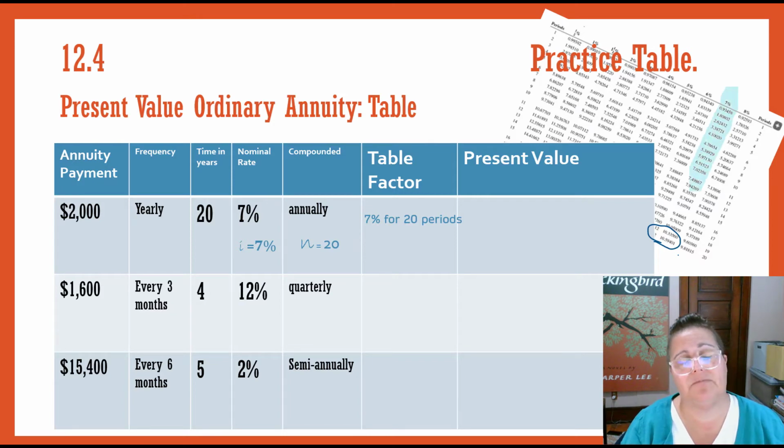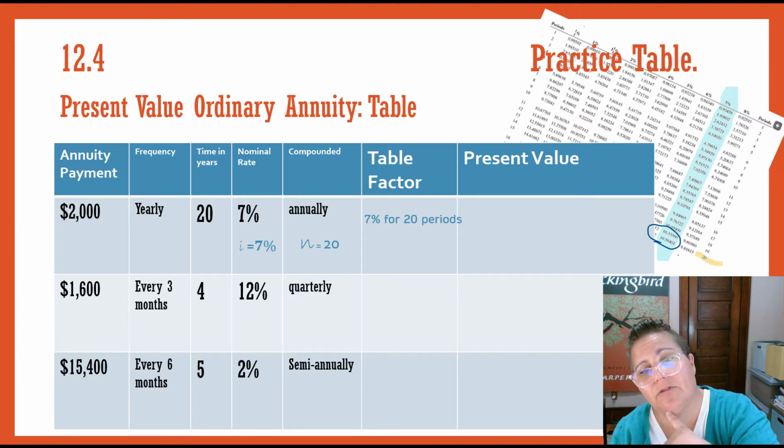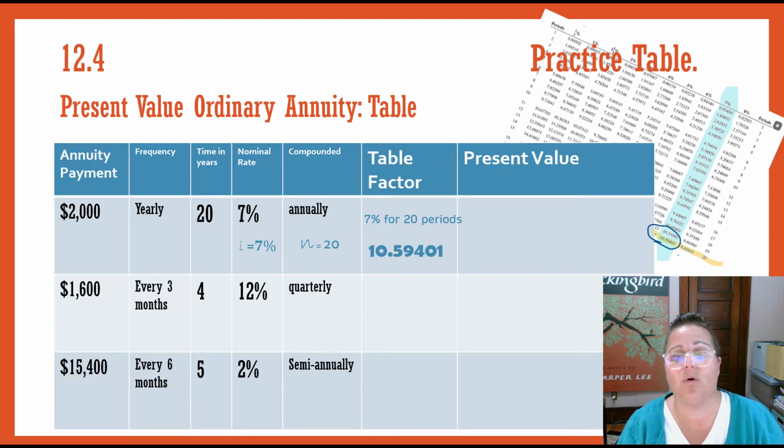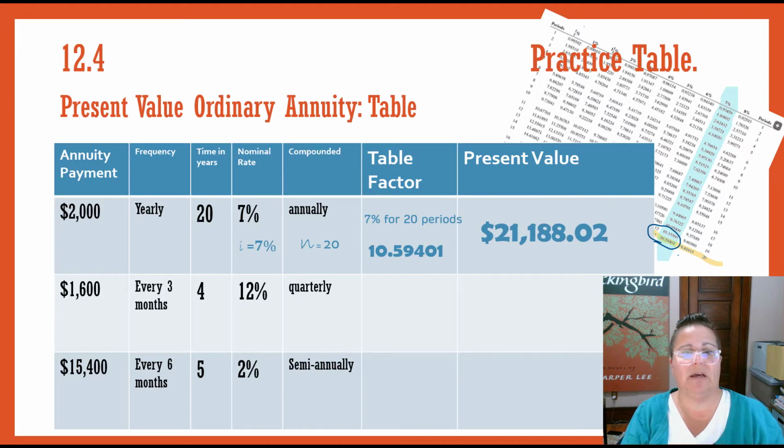I'm going to go down the column for 7% and across the column for 20. I'm coming from the back side this time. This gives me a table factor of 10.59401. So that means, oh, this is kind of good, right? Because we're going to collect $2,000 20 times, but we really only need to put away enough for 10 and a half times. So we're going to do 2,000 times 10.59401 to get $21,188.02. It's kind of nice.